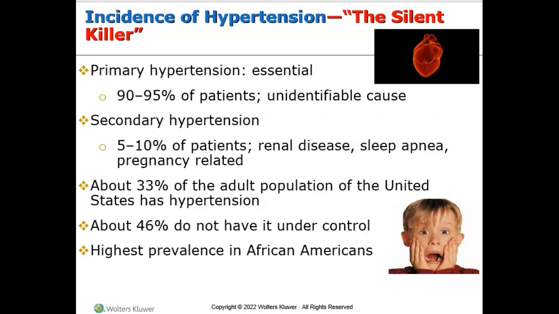33% of the adult population in the U.S. has hypertension, and 46% do not have it under control. So that's a lot of people not having it under control. The highest prevalence of high blood pressure is African Americans. So our symptoms are vague, or we don't have signs and symptoms. We might have a headache, or every so often somebody might have a nosebleed, but usually nothing.